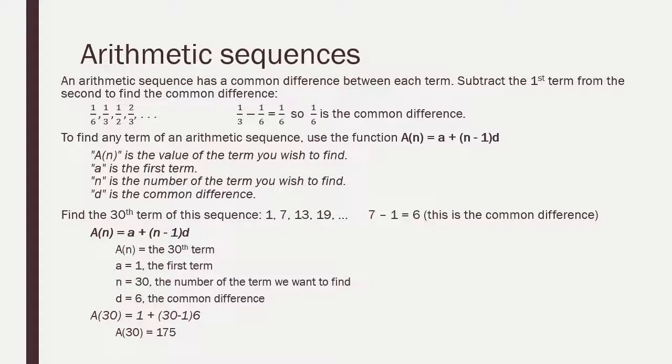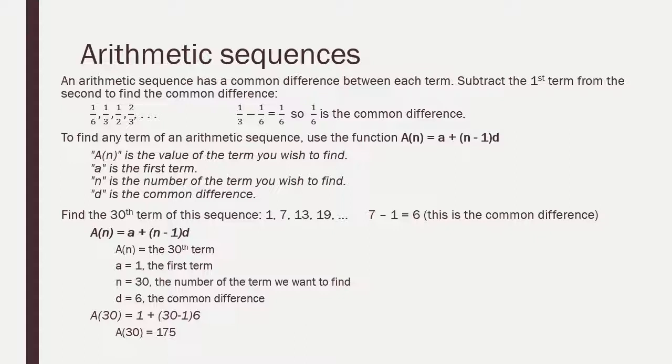We had a short section on arithmetic sequences. Remember, an arithmetic sequence is when the same number is added to each term in a sequence, creating the next term. To find the common difference, you subtract the second value minus the first value, and that tells you what is going to be added each time.